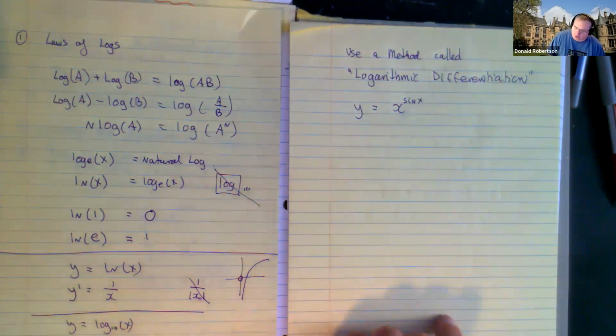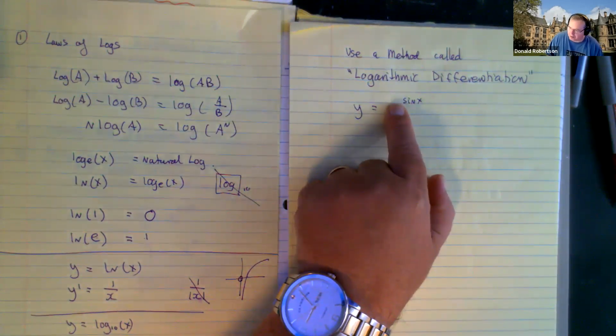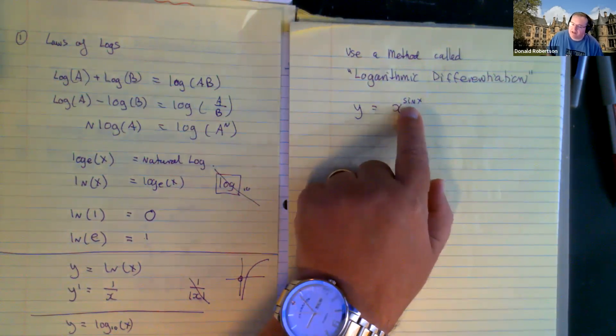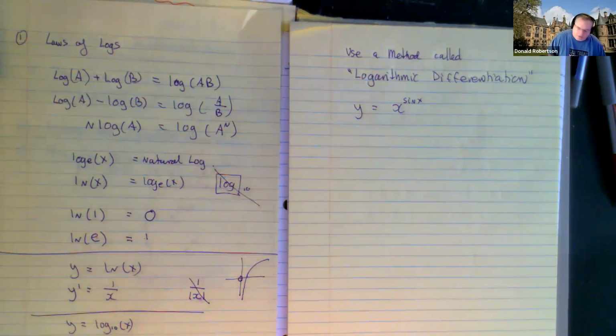The power rule does not work. The power rule only works when that guy there is a number, right? Like 4, minus a half. The power rule works when the power is a number. It does not work when the power is itself a function of x.